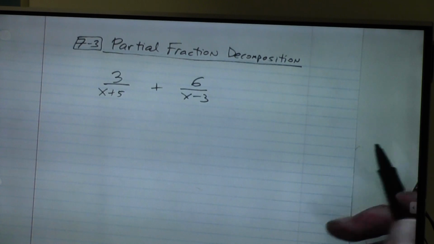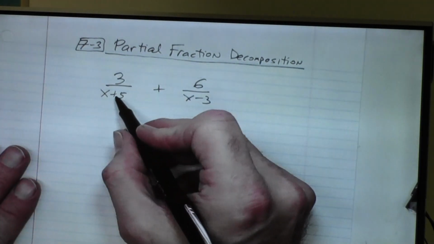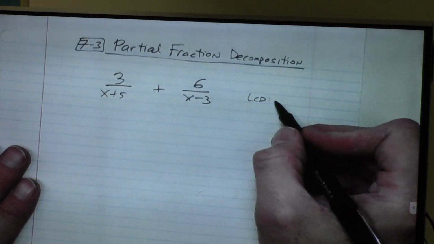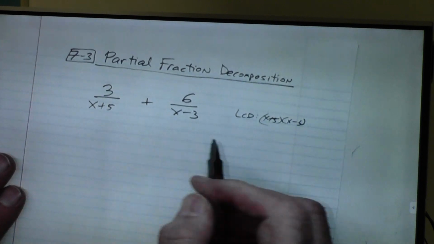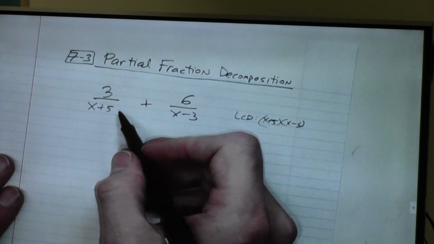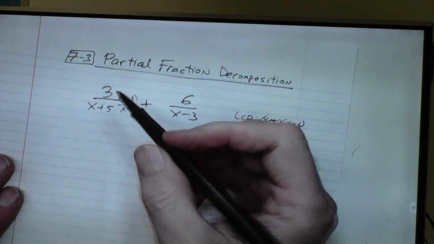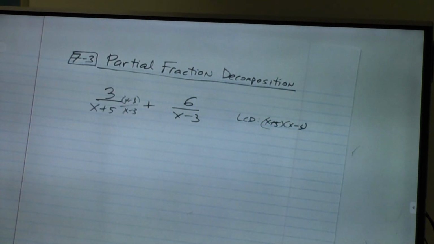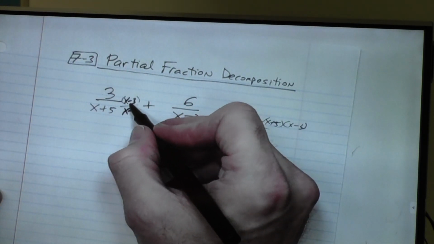Not hard to do. If I wanted to actually add them, which I'll do here, I would find the lowest common denominator. Easy enough here. And to get that lowest common denominator, this one I'll have to multiply by x minus 3 and x minus 3.